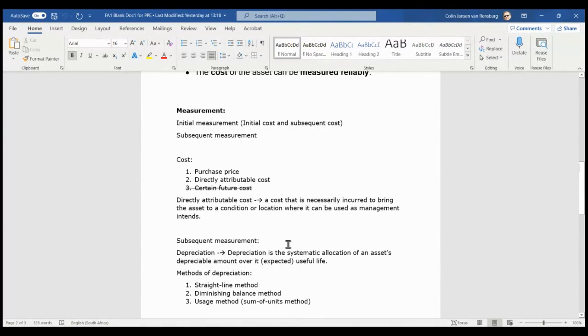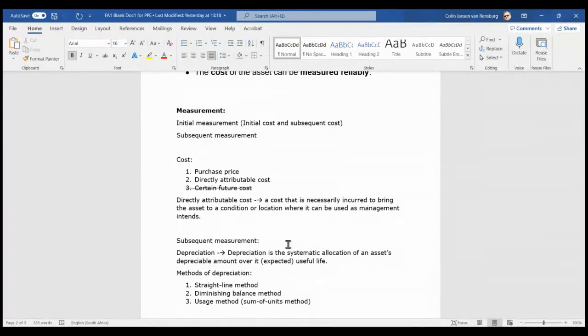So when it comes to measurement, let's just recap again, ladies and gentlemen. This we've already discussed last week as well as today. When we talk about initial measurement, that is where initial cost and subsequent cost comes in. In other words, initial cost when we acquire the item, or subsequent cost when we replace a part of that asset. And then subsequent measurement, as opposed to initial measurement, that is where depreciation comes in, right? That is where we are starting to write down the book value or the carrying amount of the asset.